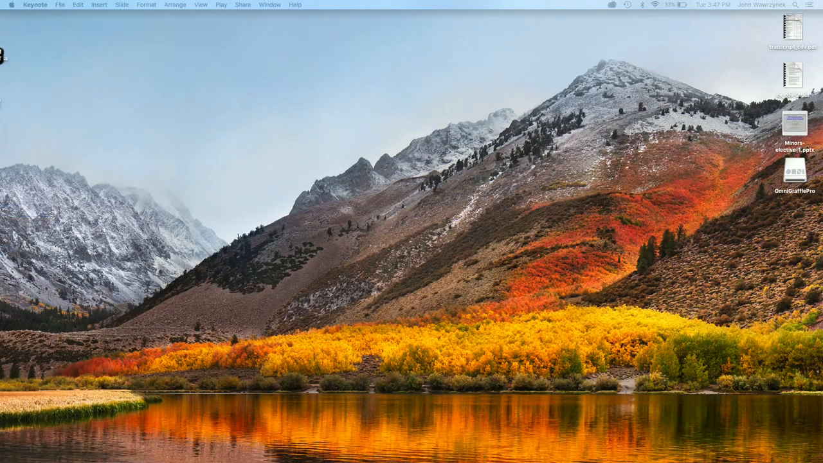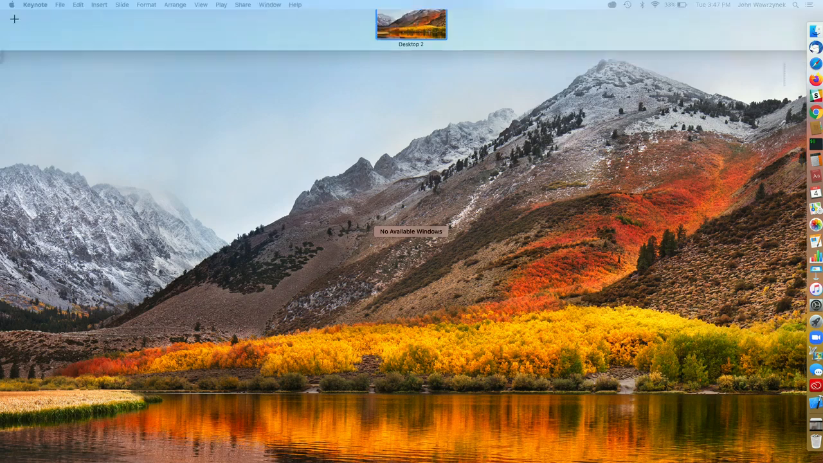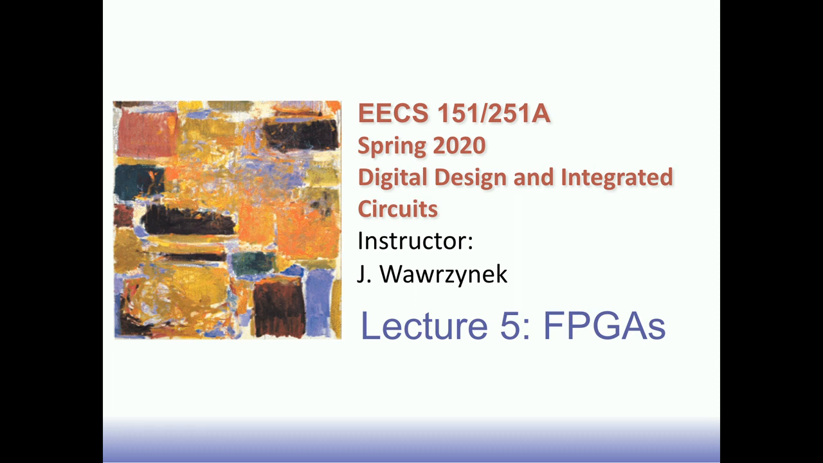Okay, so today, lecture 5 is about FPGAs, one of my favorite topics. And this is kind of back to where we were before. We're talking about implementation technologies. We talked about design flows. We talked about how to do design in general. We talked about ASICs, FPGAs, processors. Okay, now we're going into more depth on FPGAs.